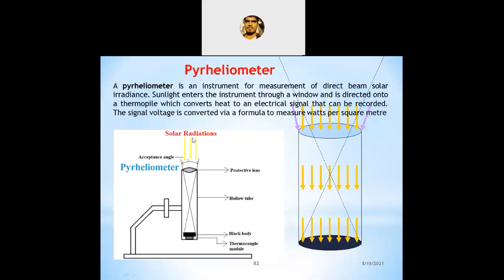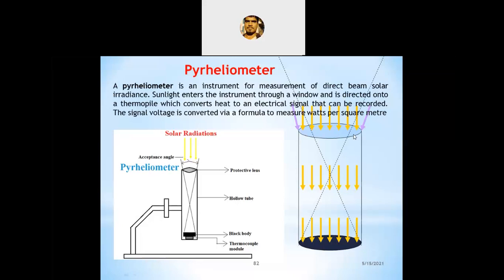The acceptance angle is 5 degrees. I told you the acceptance angle is 5 degrees. Within that angle, it will be taken as beam or direct radiation. Apart from that angle, it will be considered as scattered or diffuse radiation. This is the arrangement. Here the strip measures 20 by 2 by 0.1 mm, and it is one circuit.